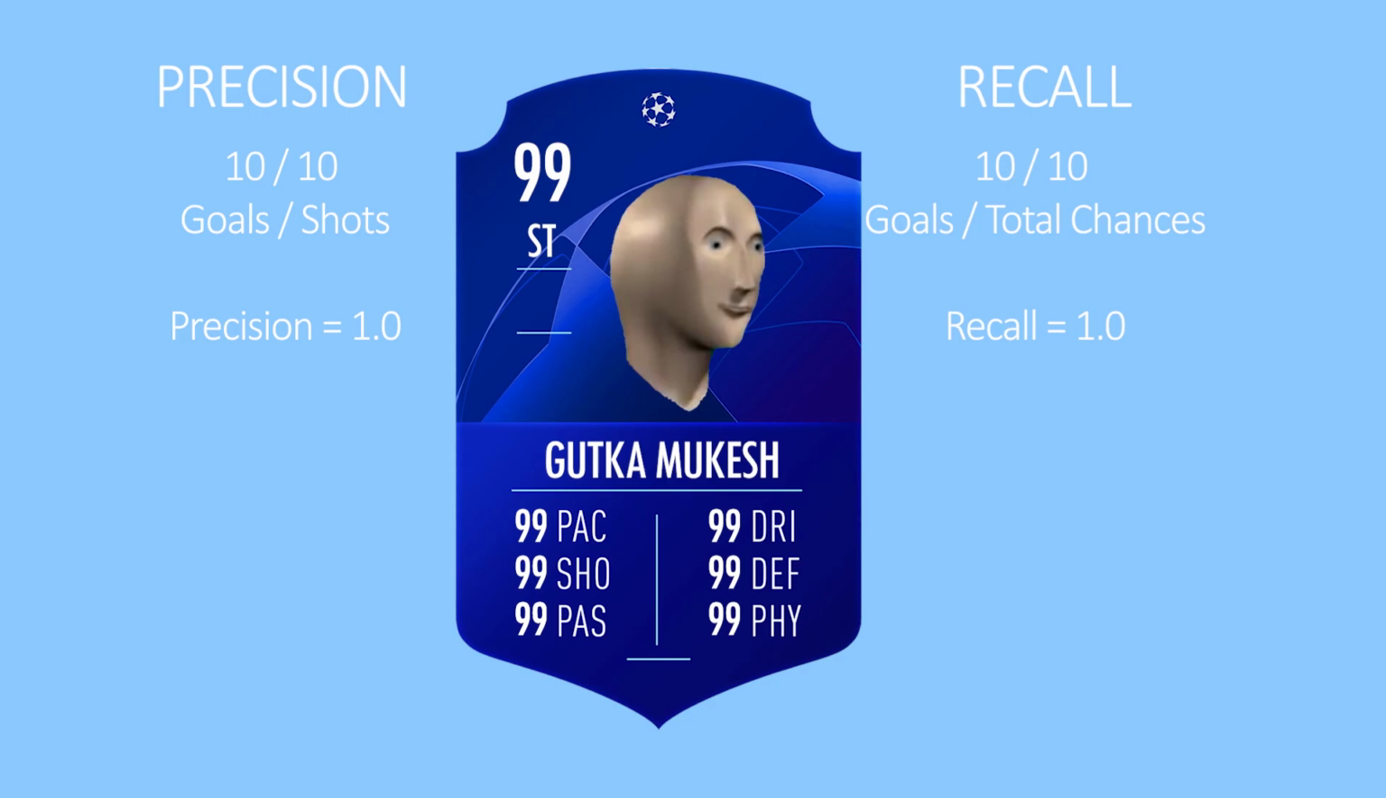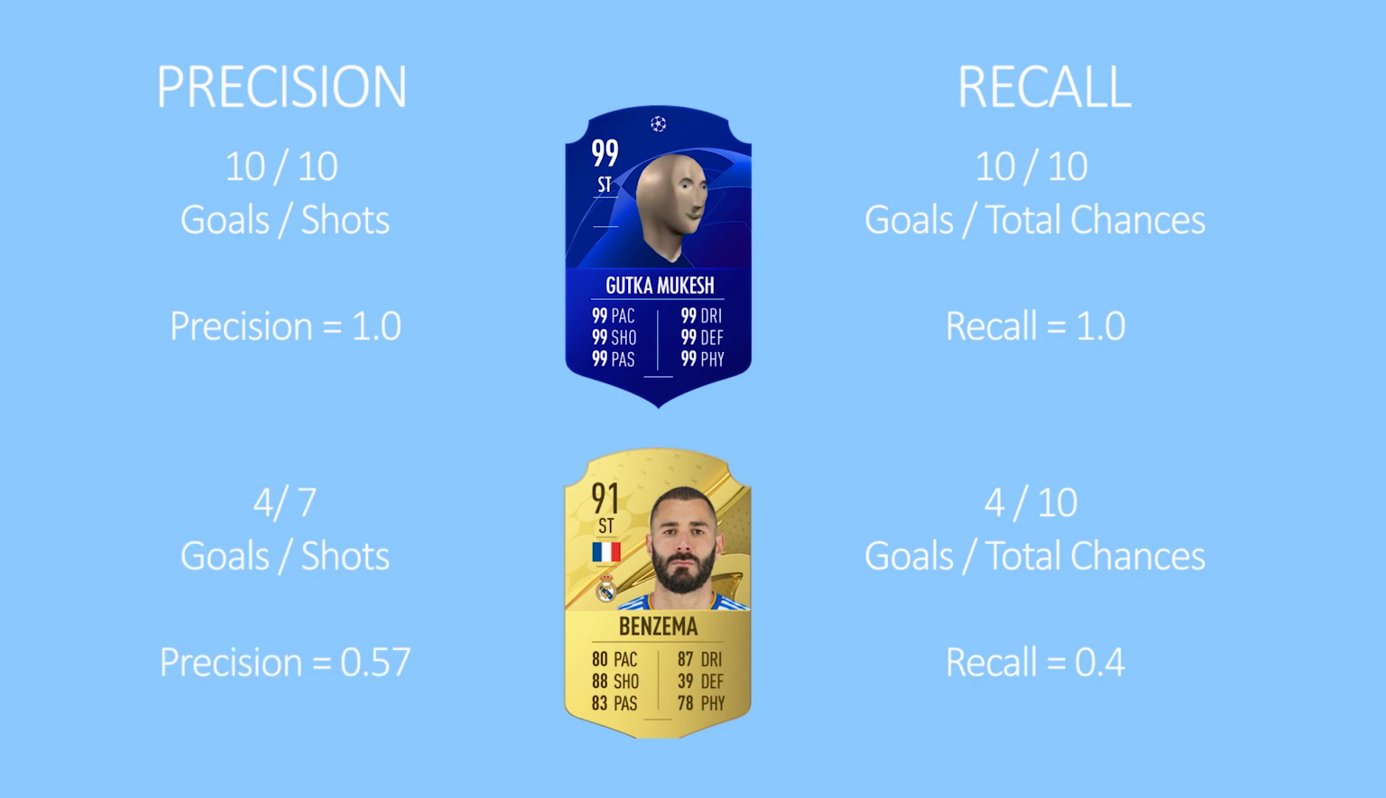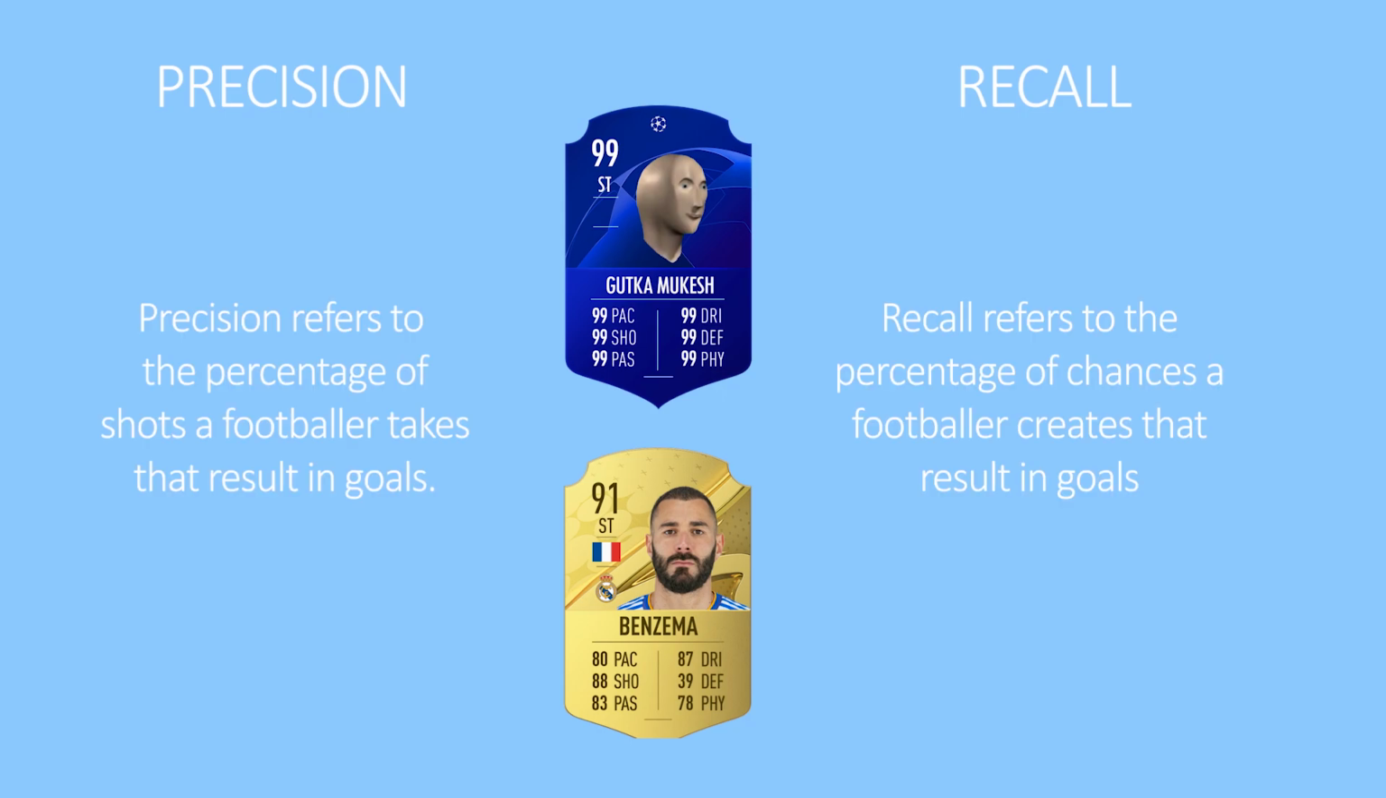Now let's say we have Benzema, a pretty great striker but not perfect. If Benzema is able to create only 7 chances given the exact same circumstances and scores 4 goals, he would have a recall of 0.4 and a precision of 0.57. In other words, recall refers to the percentage of chances a footballer creates that results in goals, and precision refers to the percentage of shots a footballer takes that results in goals.